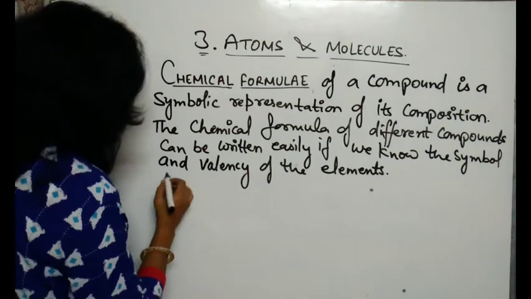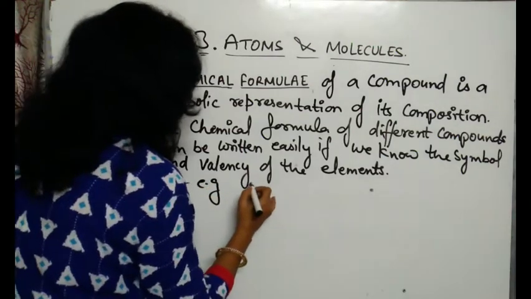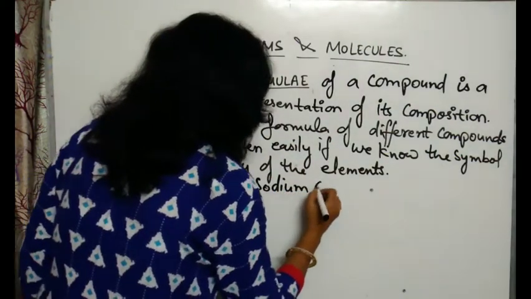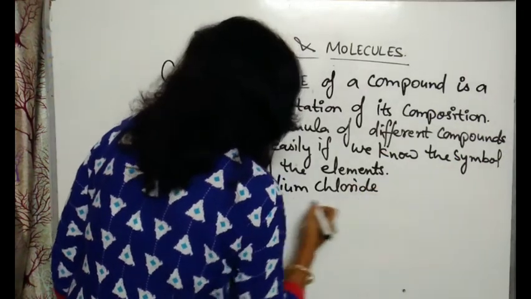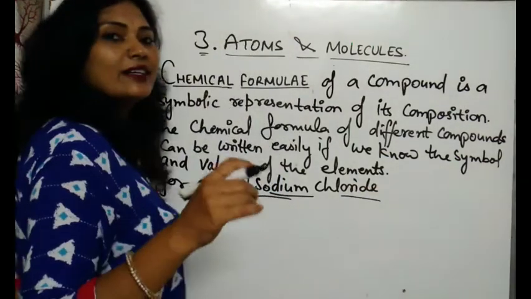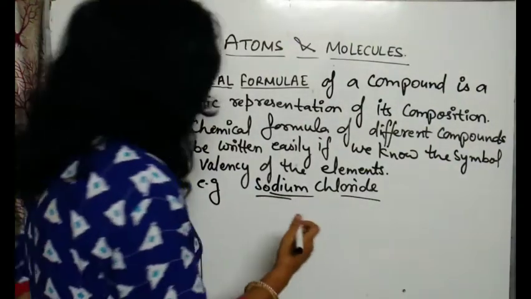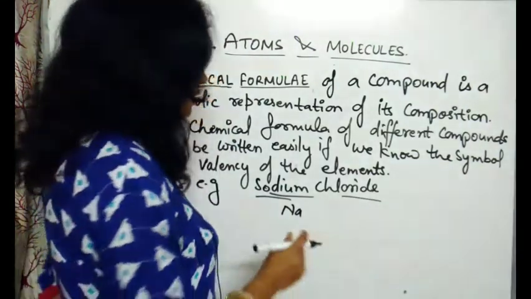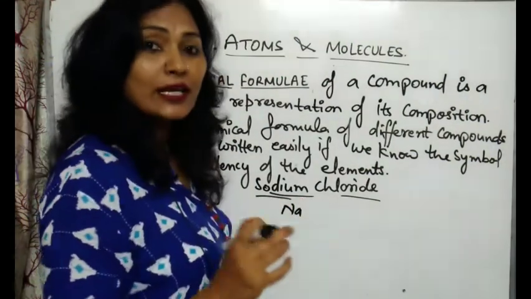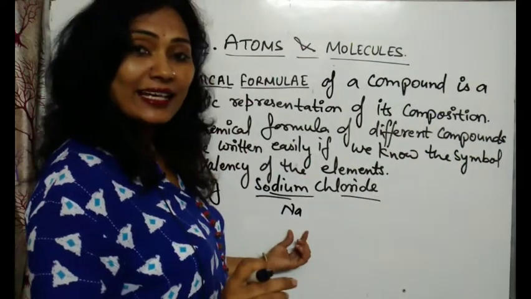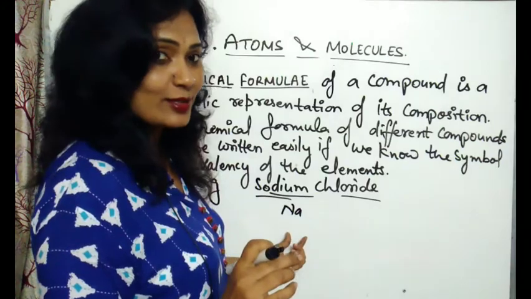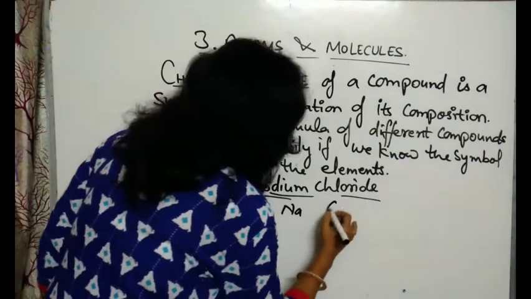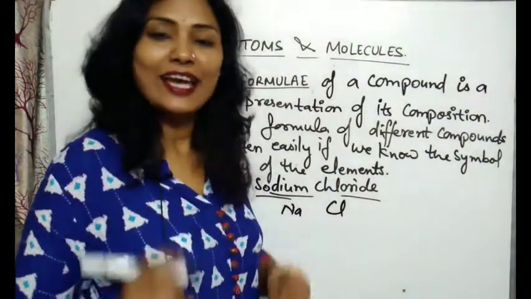For example, we can write the formula of sodium chloride. How can you write sodium chloride? First we'll write the symbol of sodium. What is the symbol of sodium? Na. N is capital, A is small, and we'll write this on the left side every time. Why? Because this is a cation. It contains positive ions, or it is a metal. So we'll write Na on the left side, and on the right side we will write Cl, chlorine.